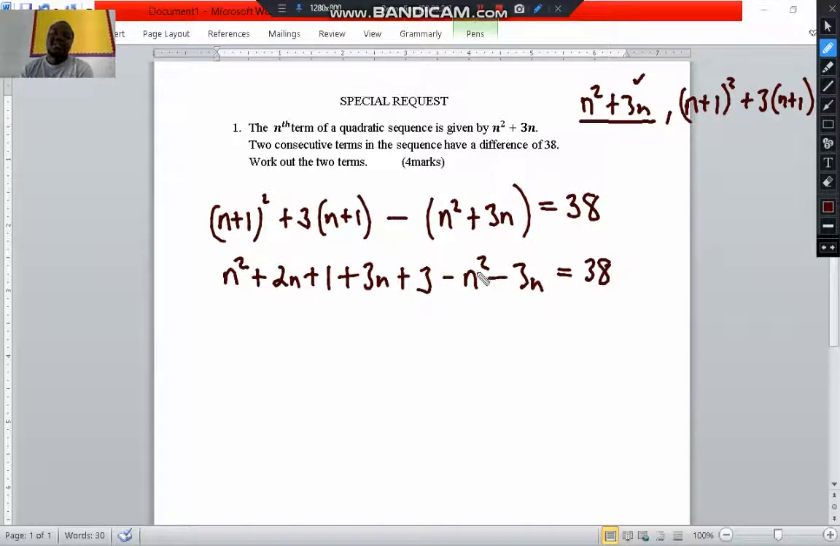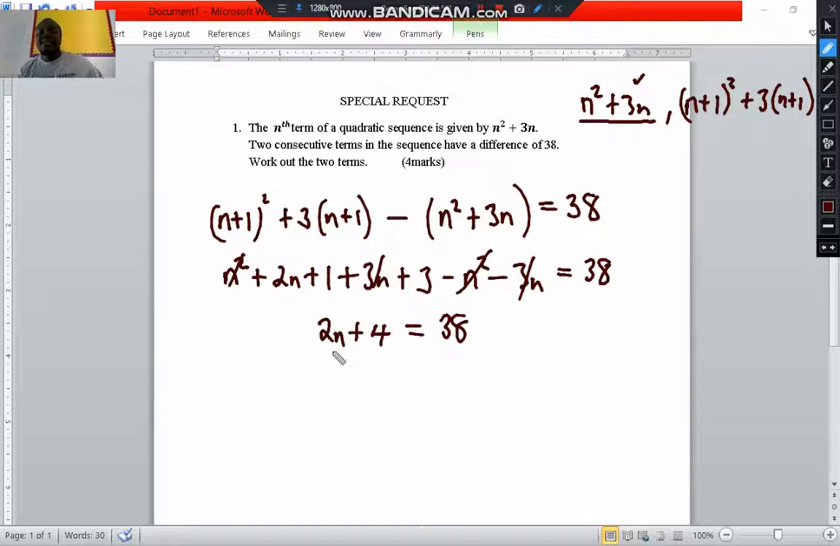If we do this nicely, you can see that there is n squared which is positive and n squared which is negative. These two would cancel each other. There is also negative 3n and positive 3n, so it's like saying 3n take away 3n because they are like terms. Those two would also cancel, leaving us with 1 plus 3, which is 4, and then plus the 2n, equals 38. I'm just using this shortcut method to save on time.